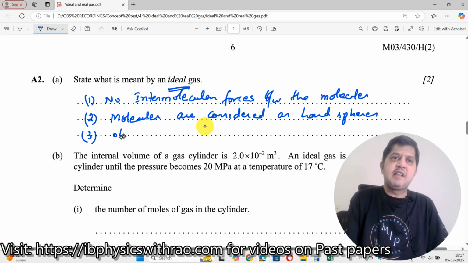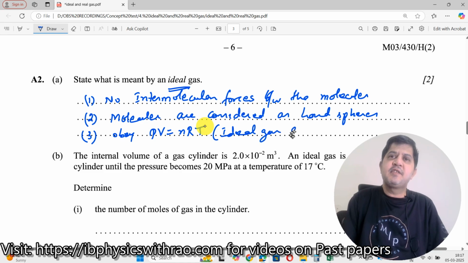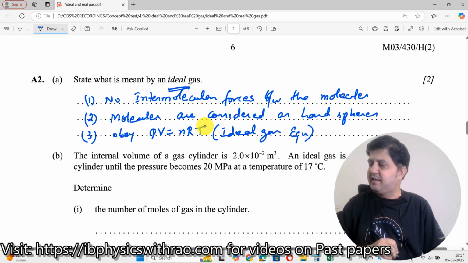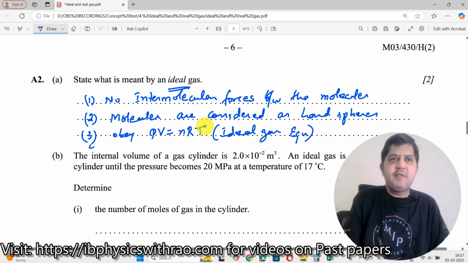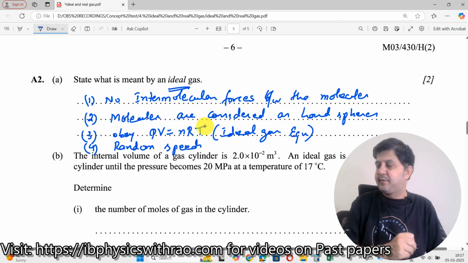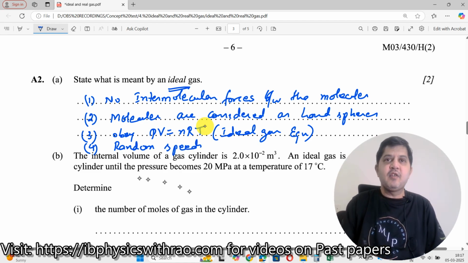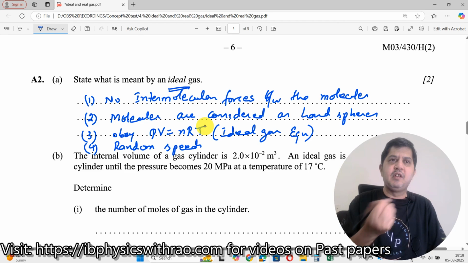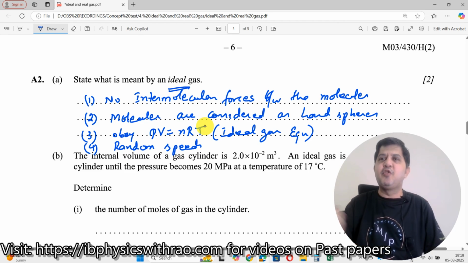Then you can also write obey PV is equal to nRT, ideal gas equation. You can write this over here. And then you can also write, if you want, it moves with random speeds. So all these 4 points are sufficient. In fact, you need only 2 points.